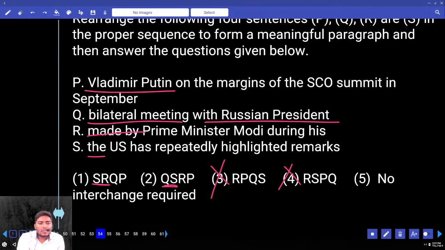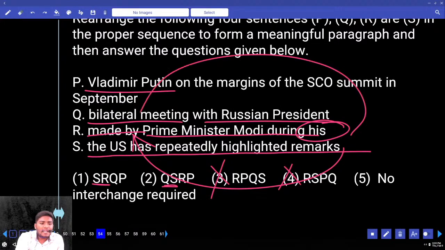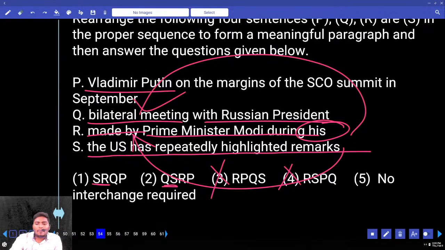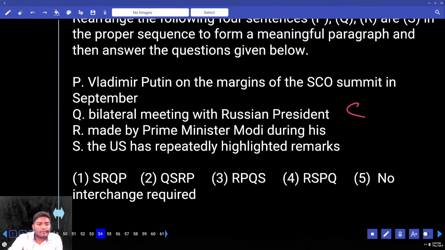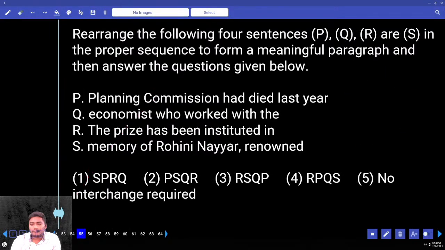The US has repeatedly highlighted remarks. Remarks what? Remarks made by Prime Minister Modi during his what? During his bilateral meeting. So absolutely we can go with the combination of SRQ. Where is that SRQ? First one. Move to 55.